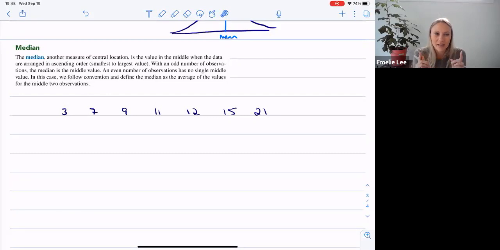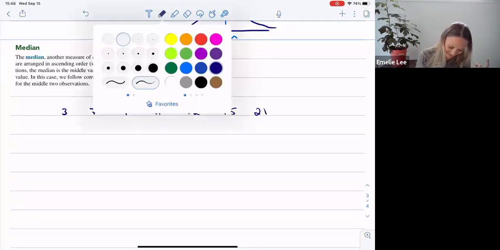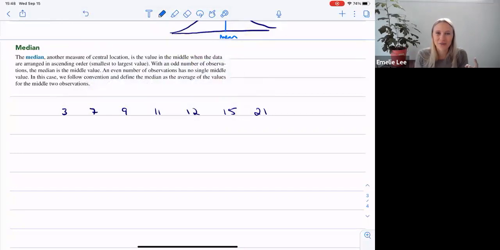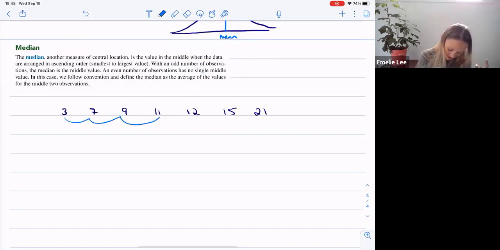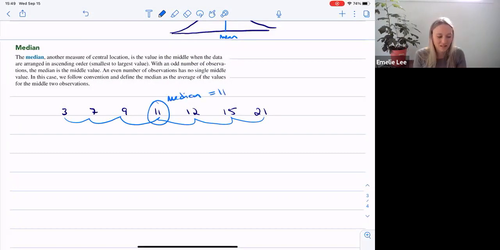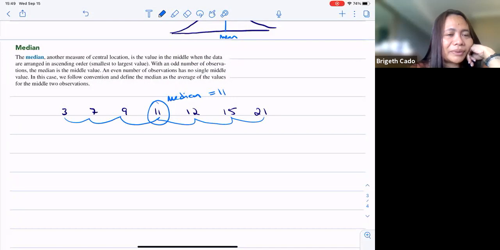I use my patent pending boop, boop, boop method. Very sophisticated. I take 2 fingers and I boop, boop, boop into the middle. It works just fine if you have to do it by hand. And so here, 1, 2, 3, 1, 2, 3. So the median is 11.